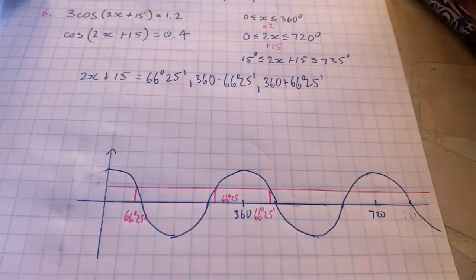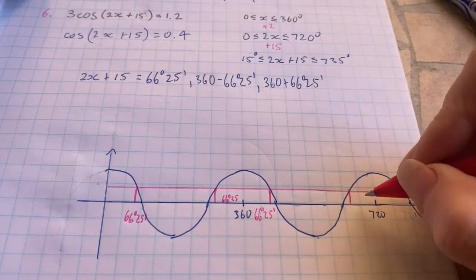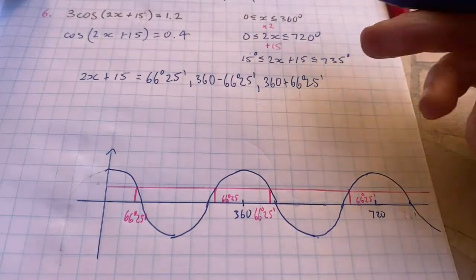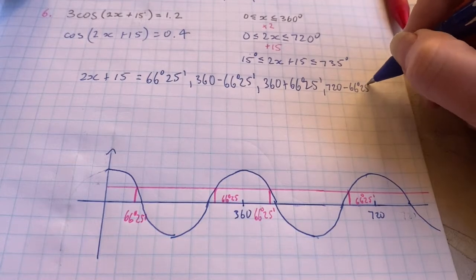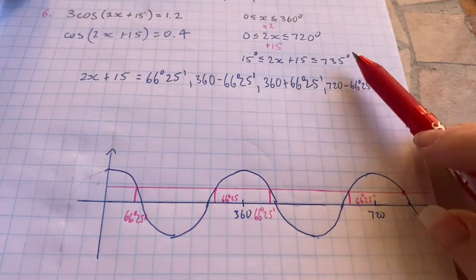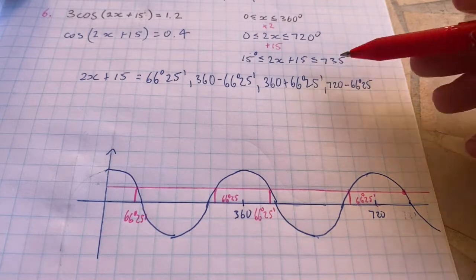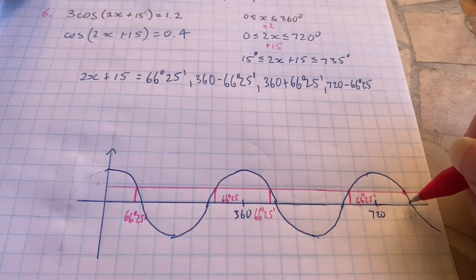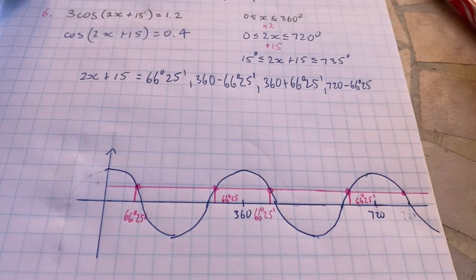We've also got another solution over here, this one here. That distance from the peak is going to be 66.25. So we do have a solution at 720 minus 66.25. Now the big question is, do we have another solution over here? We needed to go to 735, so past 720, we need to go another 15 degrees. We saw that here. Now that's a bigger gap than 15 degrees, so no, that's not a solution. So 1, 2, 3, 4 solutions at this point.